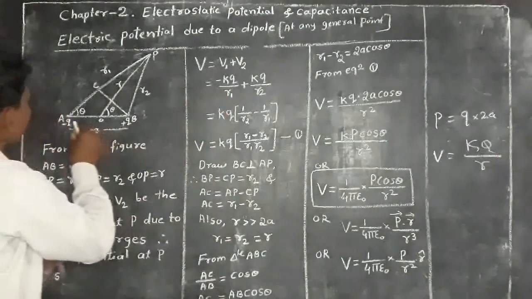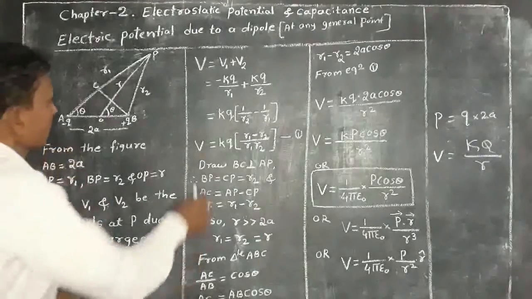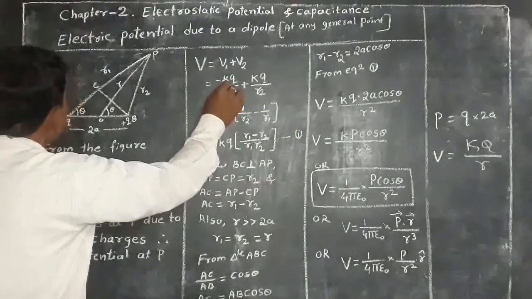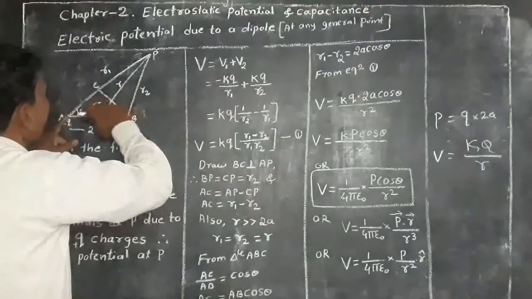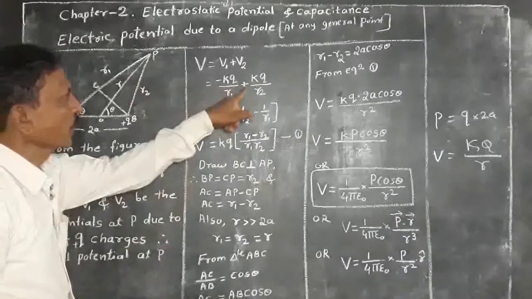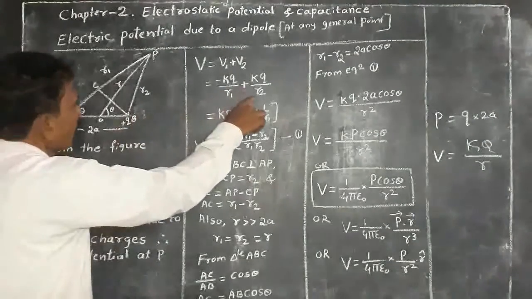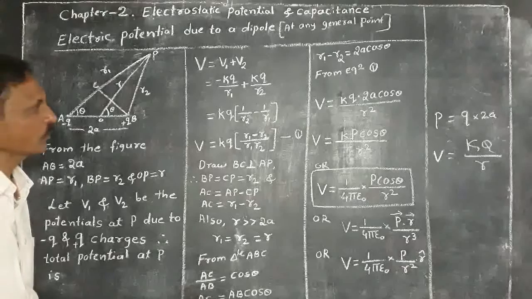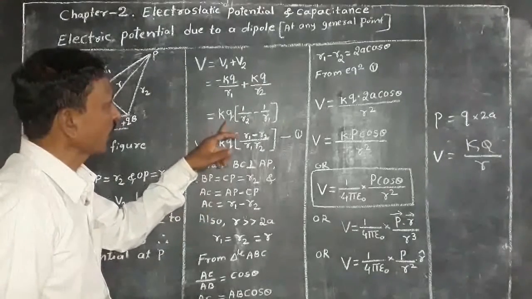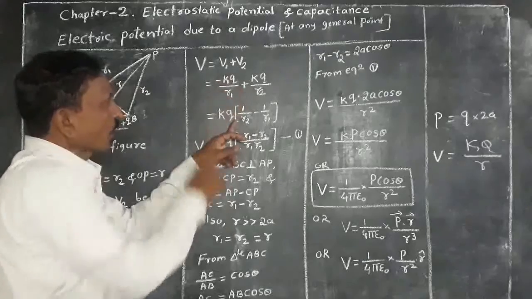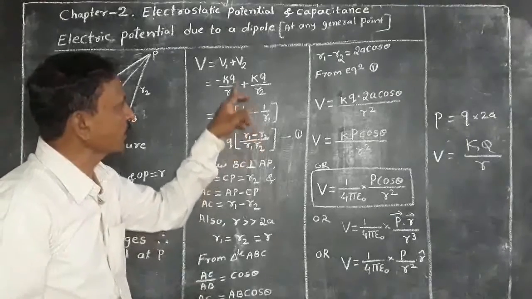Potential due to a negative charge is negative, and for a positive charge it is positive. Hence, phi1 equal to minus k into minus q, that can be written as minus kq upon R1, where R1 is the distance of the point P, plus phi2, the potential at P due to the positive charge, which is equal to kq upon R2, where R2 is the distance of the point from the positive charge. And here kq is common. Taking it common, we get kq in the bracket minus 1 upon R1 plus 1 upon R2, and it can be written as plus 1 upon R2 minus 1 upon R1.